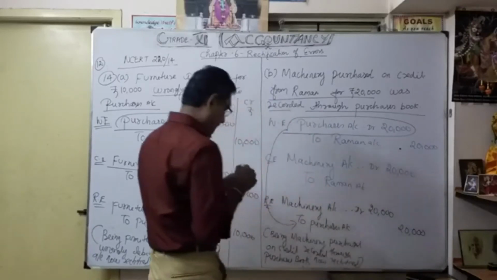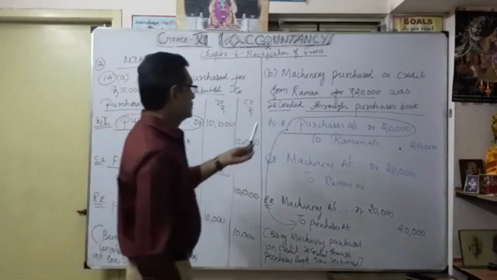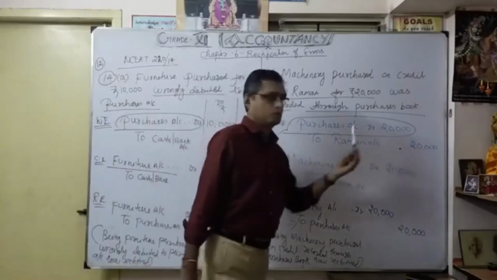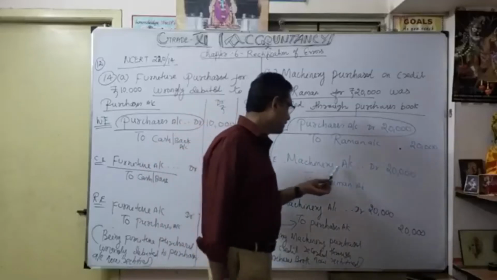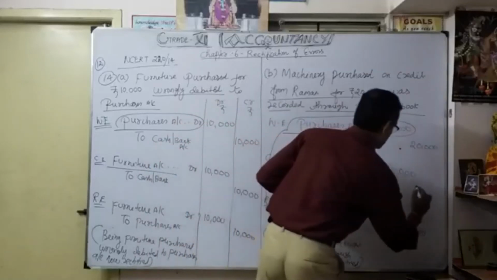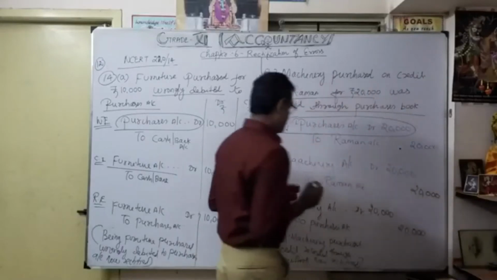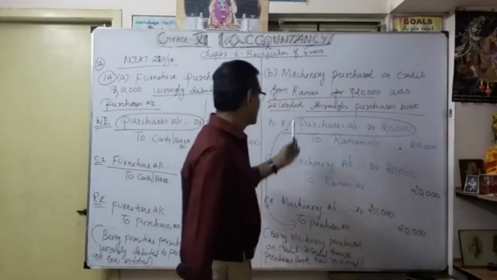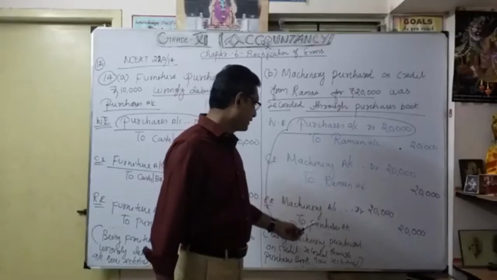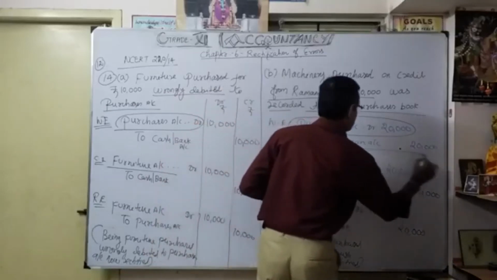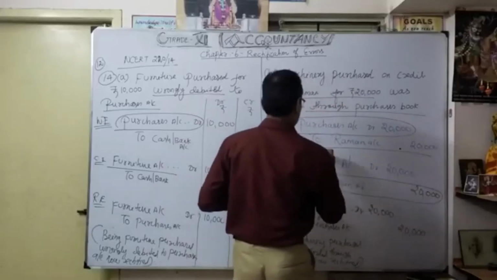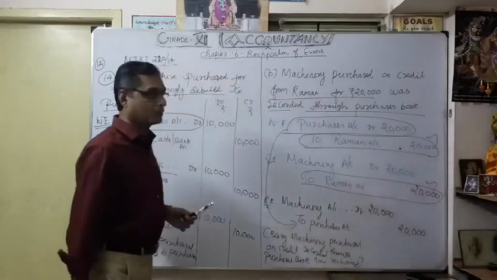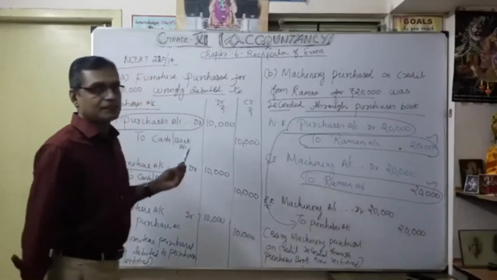Understood this transaction? Repeat once again. What's the wrong entry? Purchase account debit 20,000 to Raman account. But actually what should be debited? Machinery account debit 20,000 to Raman account. So what is the rectification entry? Machinery account debit, as we are supposed to do, and since earlier I wrongly debited purchases, I credit the purchase account. The credit side is correct, so there is no question of disturbance; only the debit side is the problem. That's the second entry. Now go for the third one.